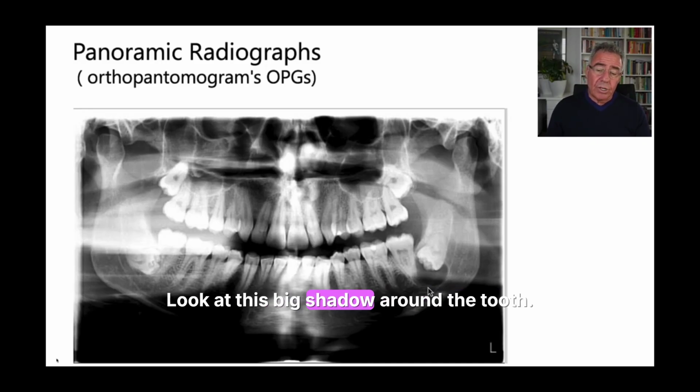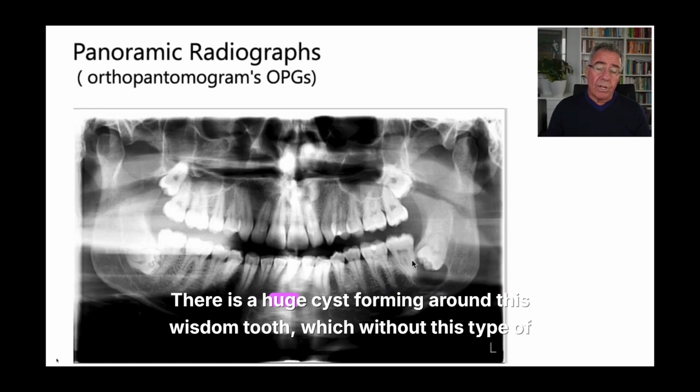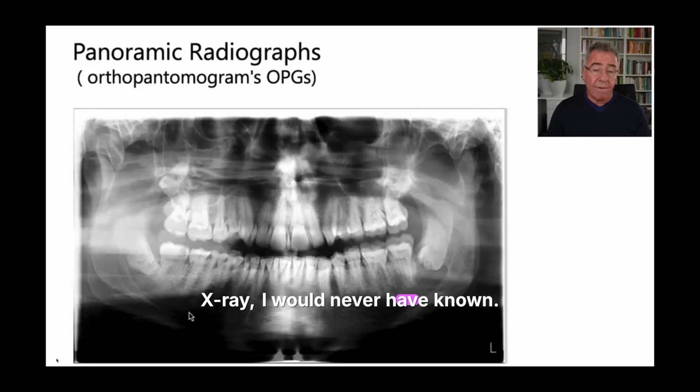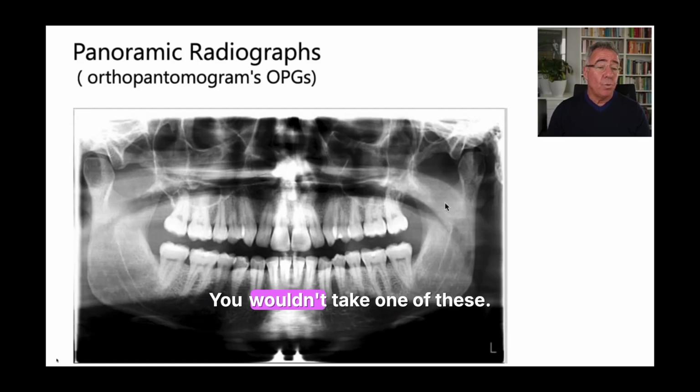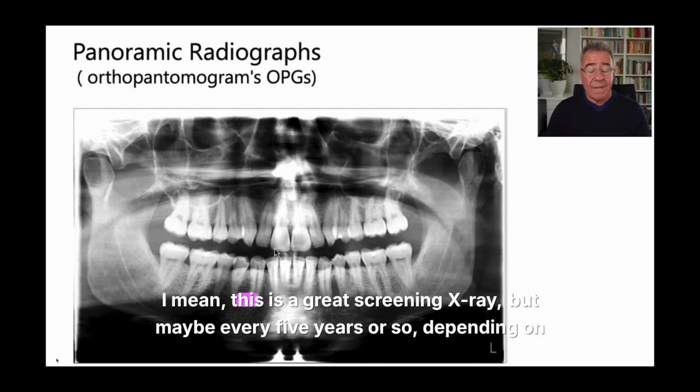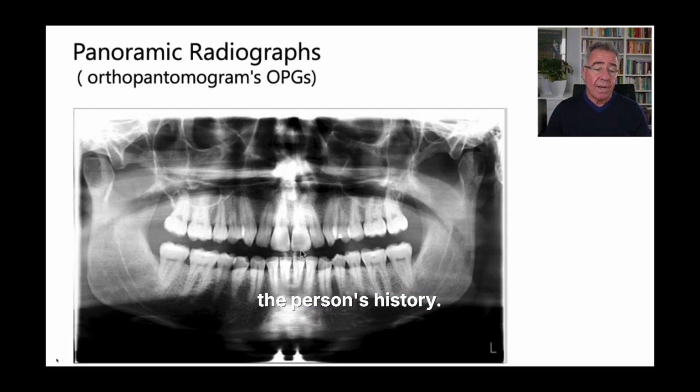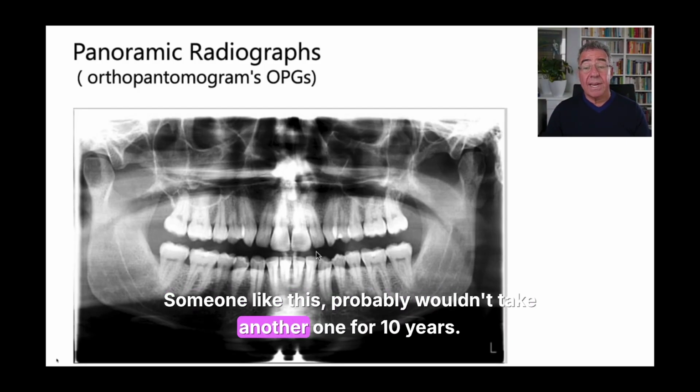Look at this big shadow around the tooth. There is a huge cyst forming around this wisdom tooth, which without this type of X-ray I would never have known. And having removed the teeth, this was all allowed to heal, and we were fine. You wouldn't take one of these. I mean, this is a great screening X-ray, but maybe every 5 years or so, depending on the person's history. Someone like this, I probably wouldn't take another one for 10 years.